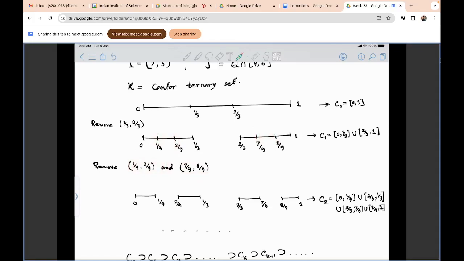Then what you will get? You will get the closed interval 0 to 1 by 9, union 2 by 9 to 1 by 3, 2 by 3 to 7 by 9, and 8 by 9 to 1. So we call it C2. So C2 is the union of these four closed intervals: 0 to 1 by 9, 2 by 9 to 1 by 3, 2 by 3 to 7 by 9 and 8 by 9 to 1.